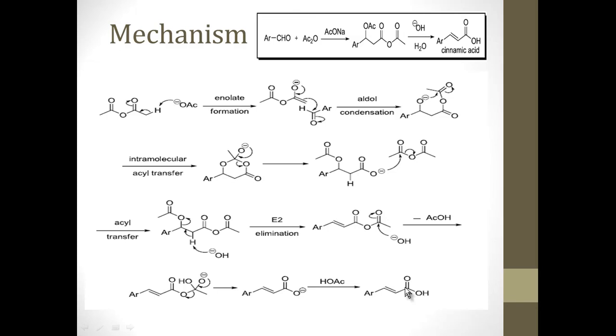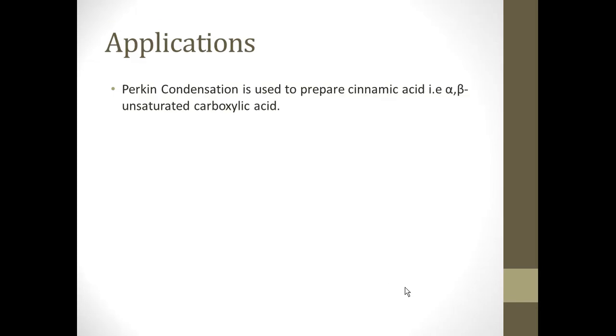I hope you have understood. So next, applications. The application of the Perkin reaction is to prepare cinnamic acid, that is, alpha beta unsaturated carboxylic acid. I hope you have understood.